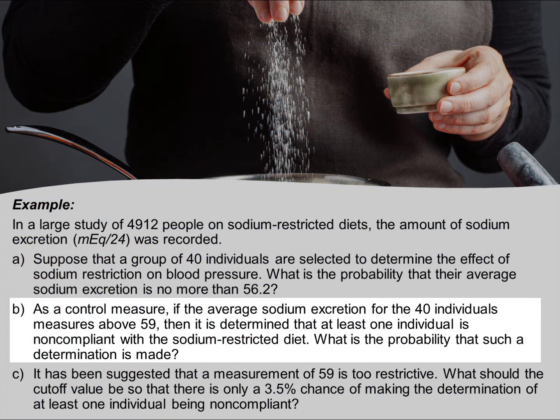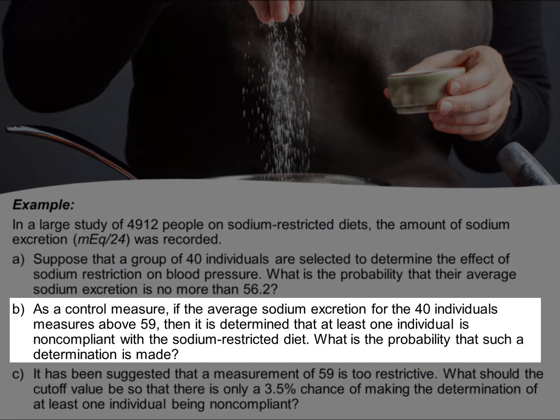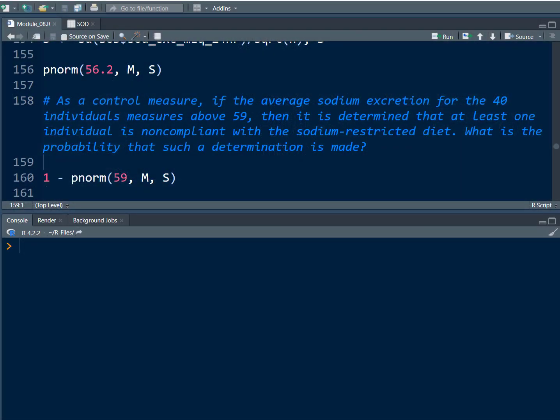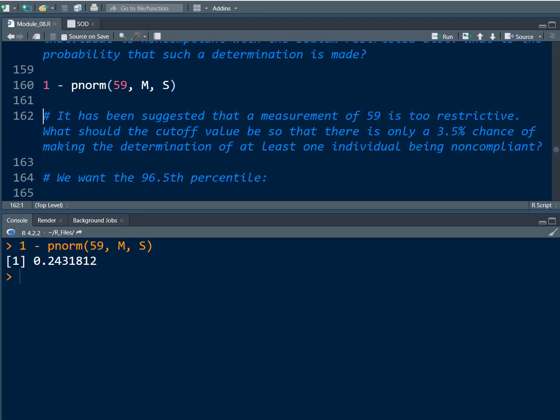Suppose that as a control measure, if the average sodium excretion for the 40 individuals measures above 59, then it is determined that at least one individual is non-compliant with the sodium-restricted diet. What is the probability that such a determination is made? Okay, we need the probability that the sample mean is at least 59. This is given by 1 minus p norm 59, m, s. We find this to be 0.2432.